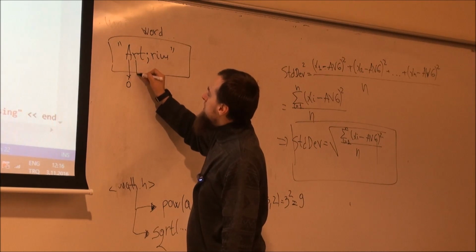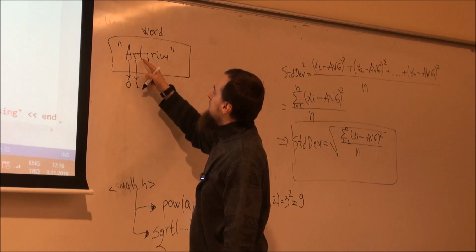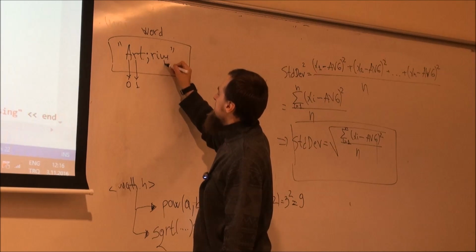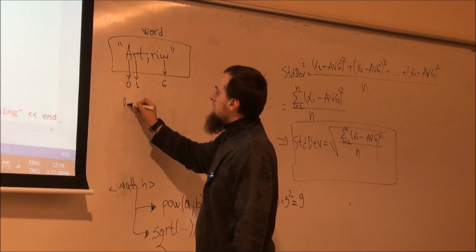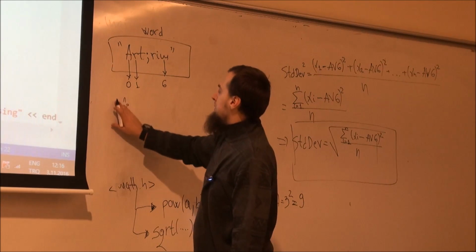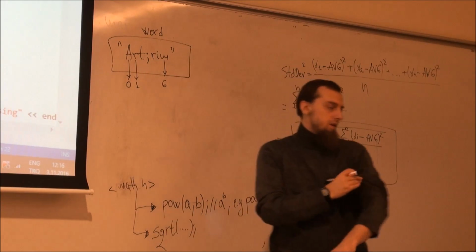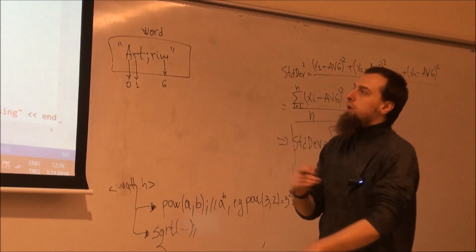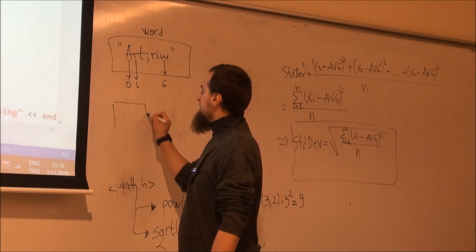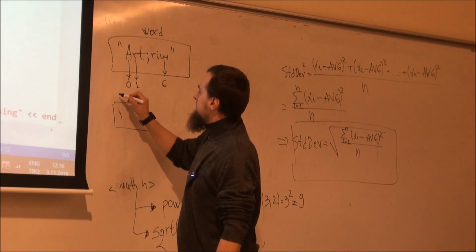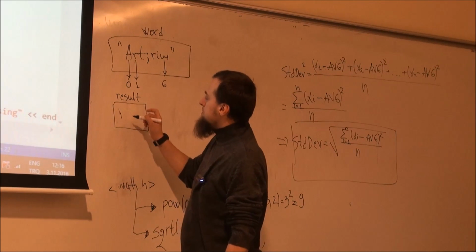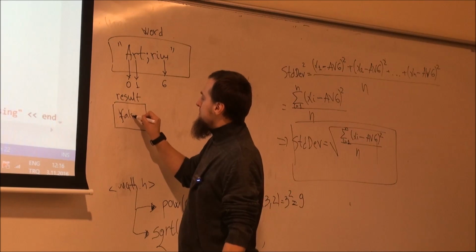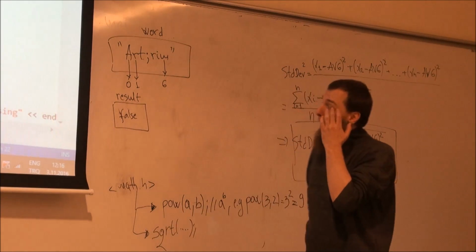Again, we start from 0. This is 1, 2, 3, 4, 5, 6, meaning the length of this word is 7. Okay, we don't even take it as a parameter. So let's see how it's going. I have a result, a Boolean variable which is called result. Initially it's false.